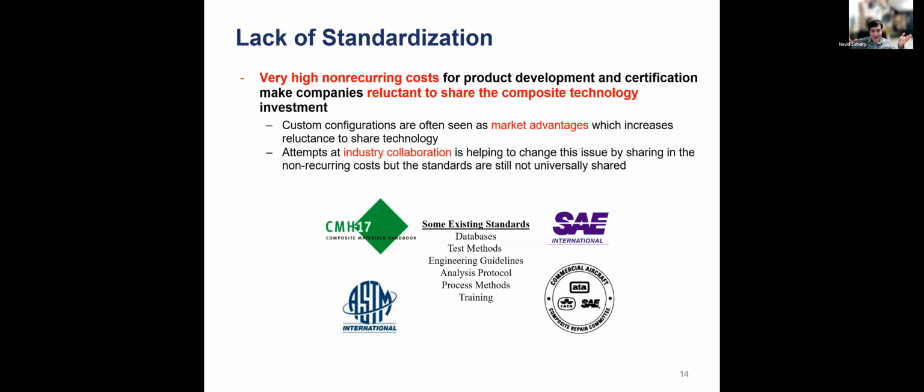If you look at the standard documents that are out there, there are some standard documents like ASTM documents. CMH17, the Composite Materials Handbook, is one of those handbooks, but these are typically very introductory. They're very limited. The actual knowledge typically resides within large companies like Boeing, Airbus, Lockheed Martin, and so on and so forth.